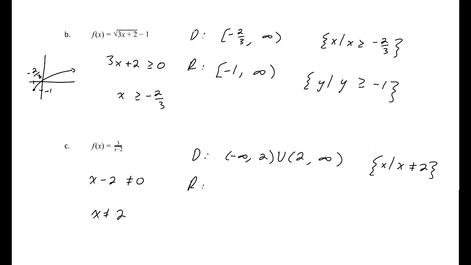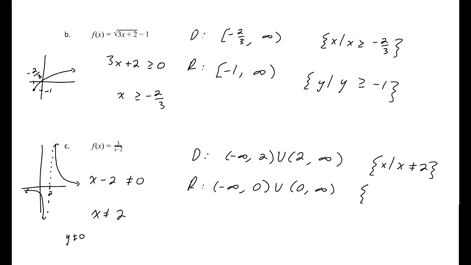Our range, this function actually has a horizontal asymptote of 0. This function is never actually 0. The graph looks something like this. We have at the value of 2 an asymptote, and it does this. So our y value is not 0. So we'll write that as negative infinity to 0, union 0 to infinity. And in set builder notation, y such that y is not equal to 0.